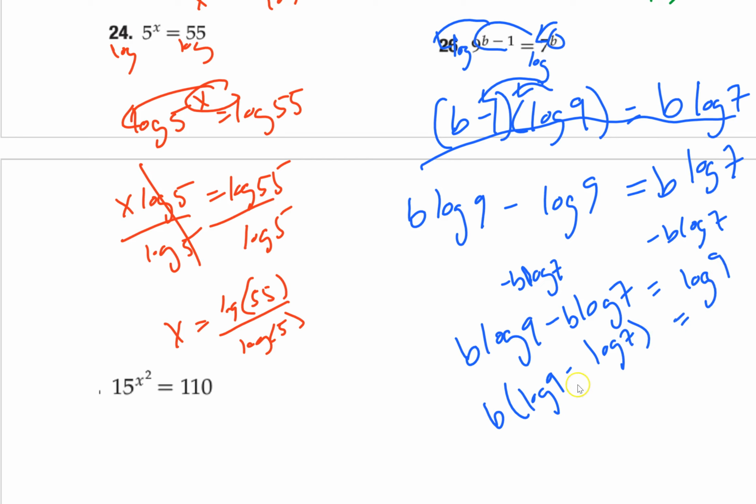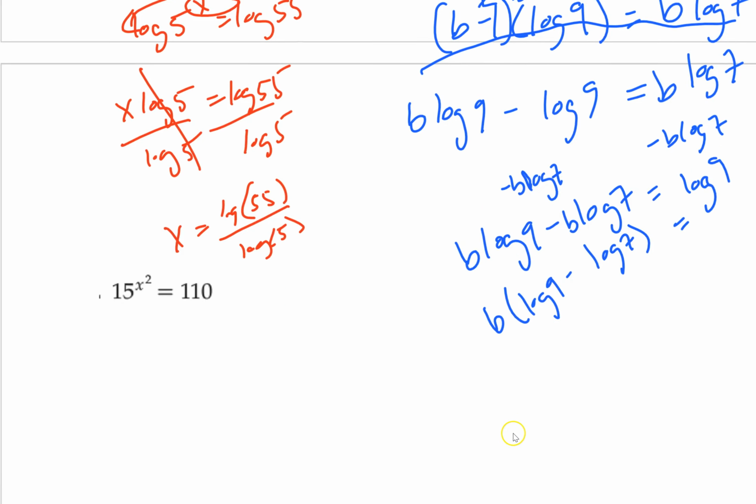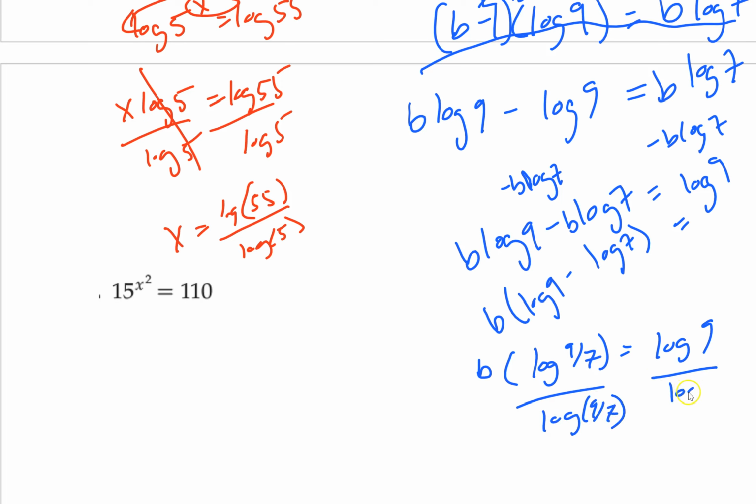But we're pros. Remember what minus means? Dividing. So we're actually going to get, this is a long problem, b, right, minus sign, subtract sign is dividing. Log 9 over 7 equals log of 9 on that side. Now you can just divide by this. It cancels out and you get b equals that monstrosity.